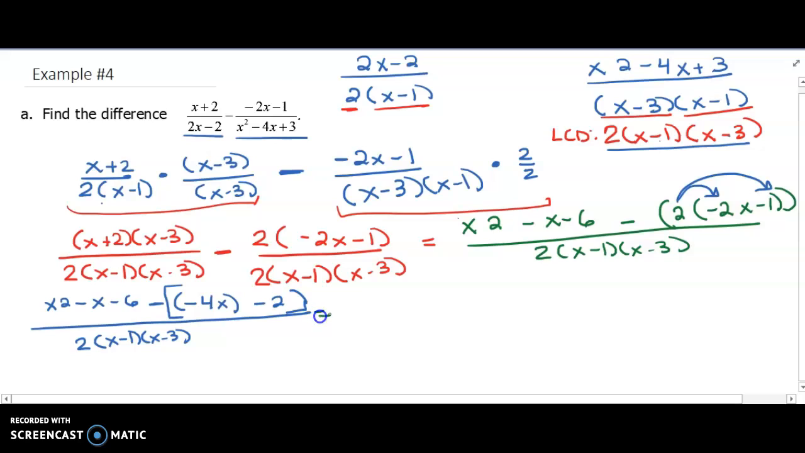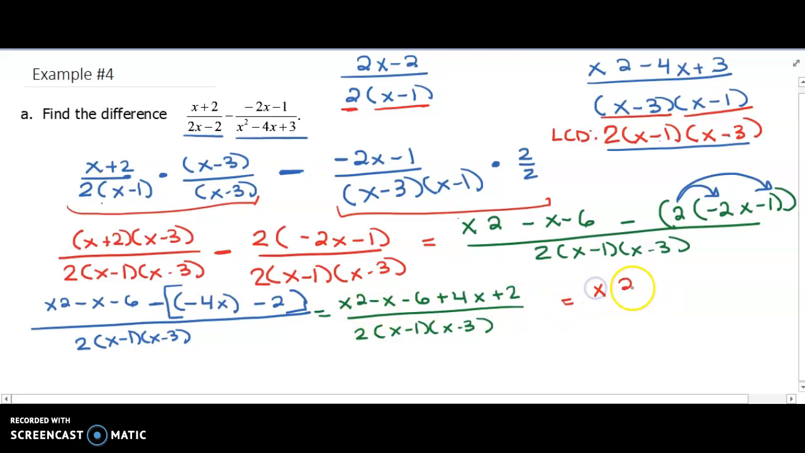A little bit more, x squared minus x minus 6 plus 4x plus 2 over 2 parentheses x minus 1, x minus 3. Simplify a little bit more. I have x squared, I have a minus x and a plus 4x, so plus 3x, and then a minus 6 plus 2, which is a minus 4, over 2 parentheses x minus 1, x minus 3.